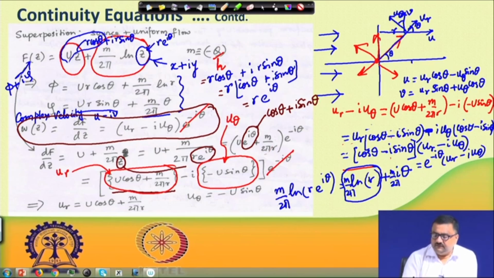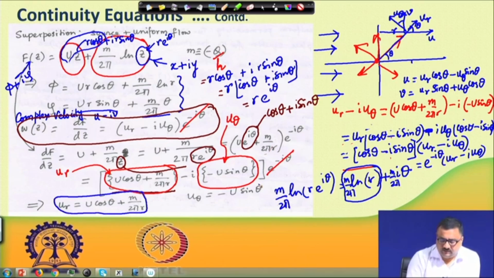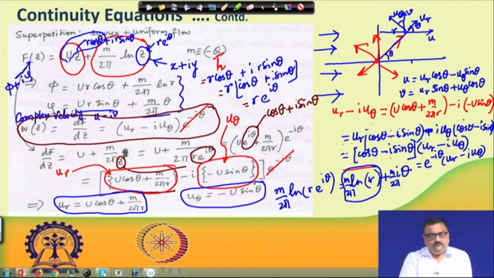So, if this is so, then we can say that u r is essentially this quantity, and this is essentially u theta. So, that is what I have written here. This is becoming u r and this is becoming u theta. Now, what does this signify? First of all, what are these u r and u theta?